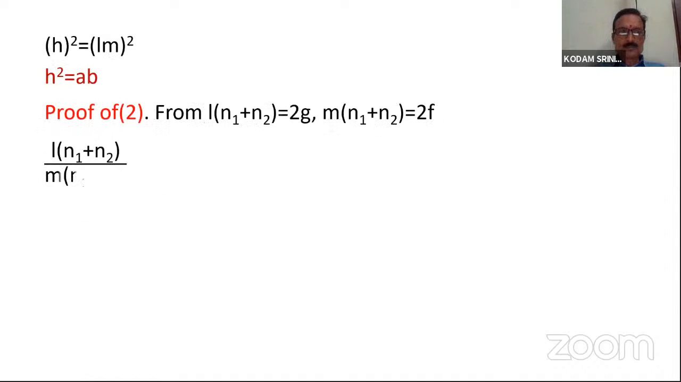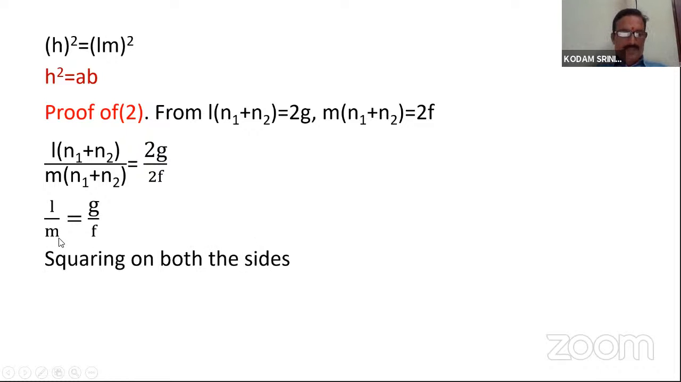Just see here, L into (n1 plus n2) by M into (n1 plus n2). On the right-hand side also we have to do the same thing, 2g by 2f. In this case, we can cancel n1 plus n2 in the numerator and n1 plus n2 in the denominator. So we cancel both the terms, and on the right-hand side the 2 will also get cancelled. Writing the remaining terms, on the left-hand side L by M will be there, on the right-hand side g by f will be there. So this is L by M equals g by f.